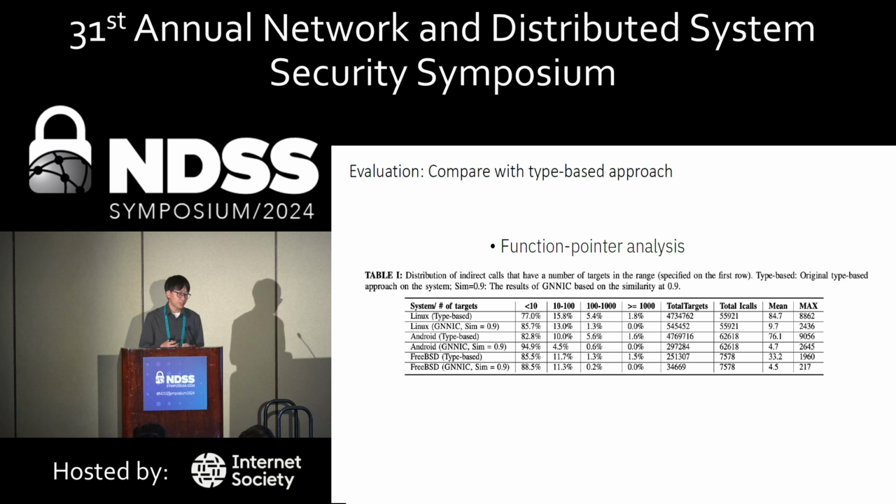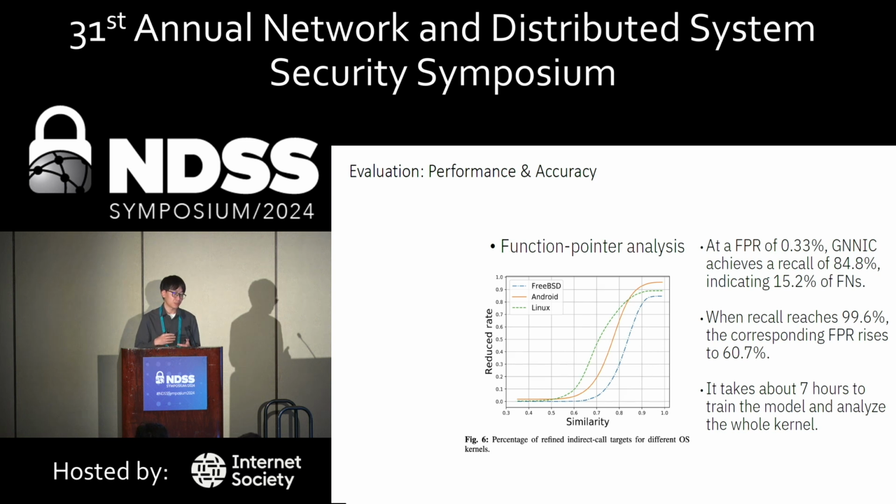And compared with the traditional type-based approach, for the Linux kernel, if we set the similarity threshold as 90%, we can reduce the average number of target functions for each indirect call from 84 to around 10. Also, the false positive or false negative rate can be adjusted by changing the similarity, and here is the graph. For our work, when we achieve a 0.3% false positive rate, our tool will have about a 15% false negative rate. On the other hand, if we change the similarity and set the recall rate to about 99%, which means nearly no false negatives, the corresponding false positive rate will be about 60%.